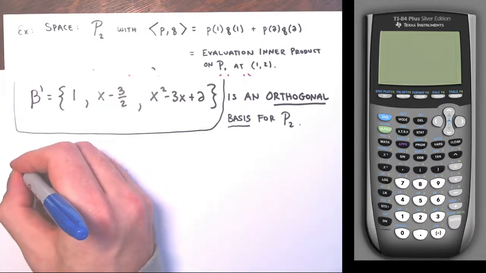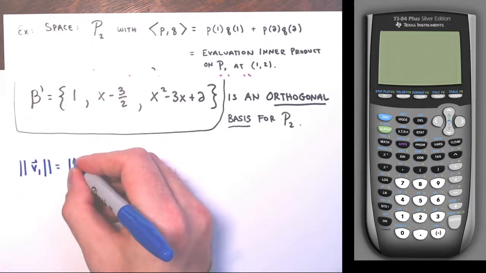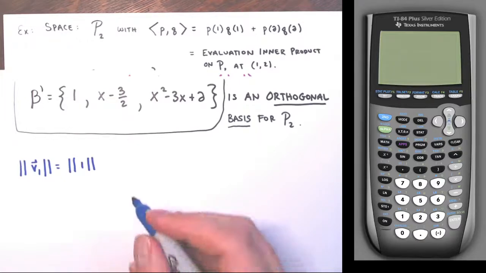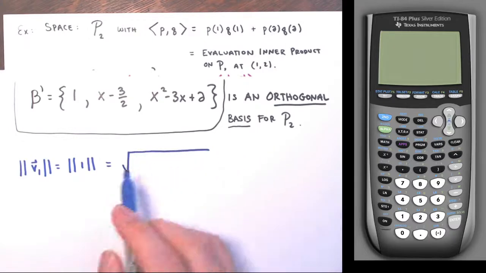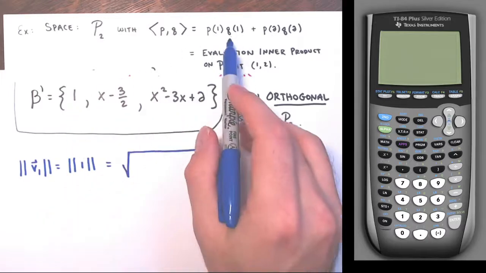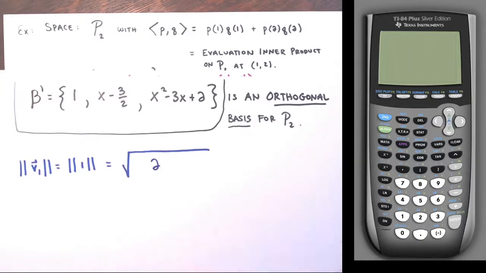What's the norm of v1? That's just the norm of 1. Remember, this would be the square root of the inner product of v1 with itself. We already did that earlier. I just have 1 times 1 plus 1 times 1 if I use 1. So that's the square root of 2. So I want to multiply the first vector by the reciprocal of this, 1 over the square root of 2, to get a unit vector under this inner product.